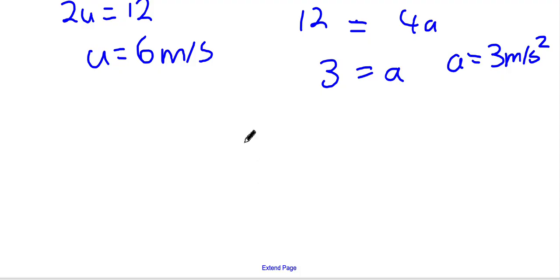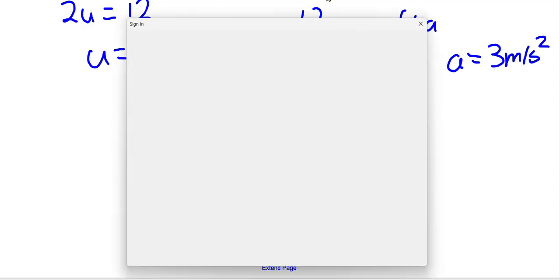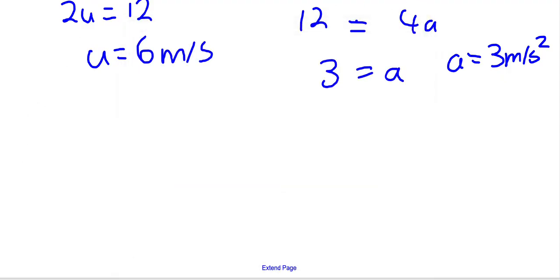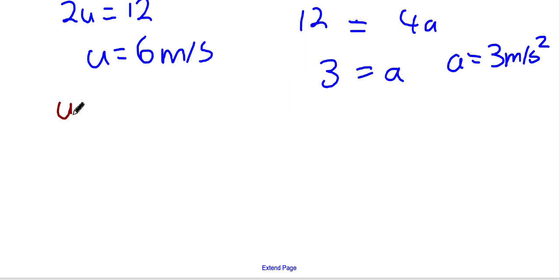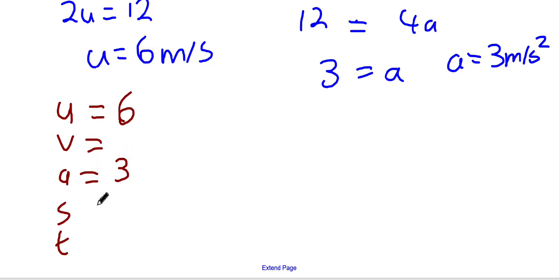So quite literally, I'm using the same UVAST I used the last couple of times. So it's UVAST again. U value is what, guys? 6. V value? We don't know. A value? 3. S value? That's the goal of the question. T value? An extra 2 seconds, so 6. S equals ut plus a half at squared.